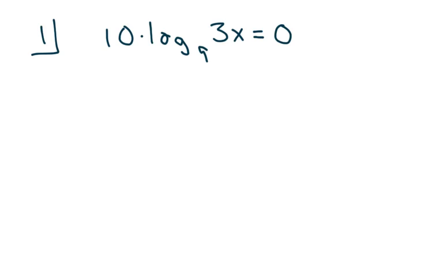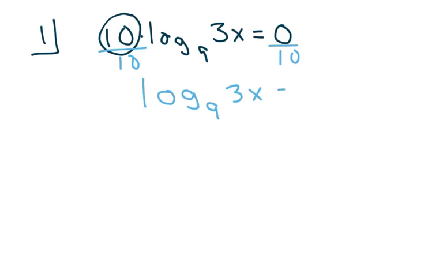The first one is 10 times log base 9 of 3x equals 0. Well, the first thing you want to do when you see something in front here is divide both sides by 10. We get log base 9 of 3x still equals 0. Now, before we can do anything, we need a log base 9 on both sides, so I'm going to multiply this by 1. 0 times 1 is 0, so we're not changing it, we're just rewriting it. So we're going to write this as log base 9 of 9, because log base 9 of 9 equals 1.